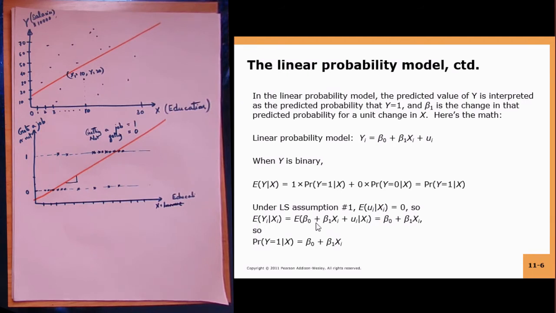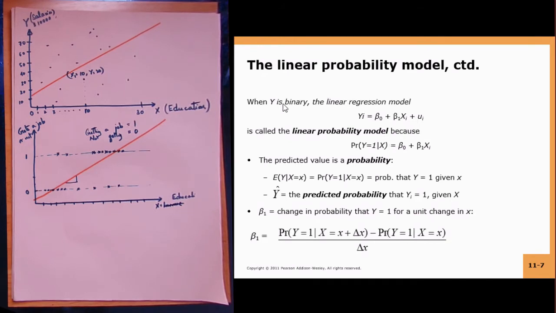So you have the expected value of beta 0 plus beta 1 xi plus ui given xi. Since the expected value of ui given xi is equal to 0, you just have the first part of this term, that is the expected value of beta 0 plus beta 1 xi. And so on your left hand side, you have the probability y equals 1 given x is equal to beta 0 plus beta 1 xi. So this is your linear probability model.